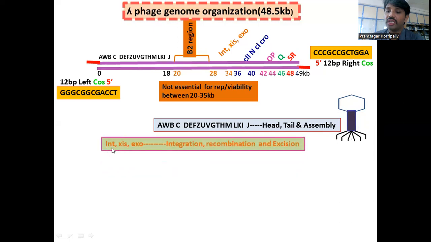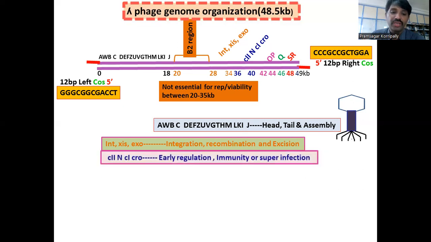The next ones are int, xis, and exo: integration, recombination, and excision. Whenever a phage undergoes the lysogenic cycle, it will integrate into the bacterial chromosome through the attachment sites. That integration is called site-specific recombination. So the site-specific recombination is mediated by these genes.